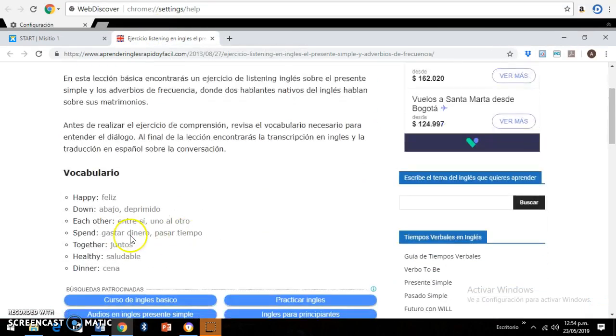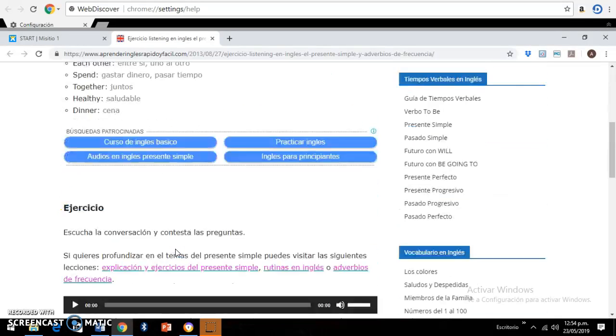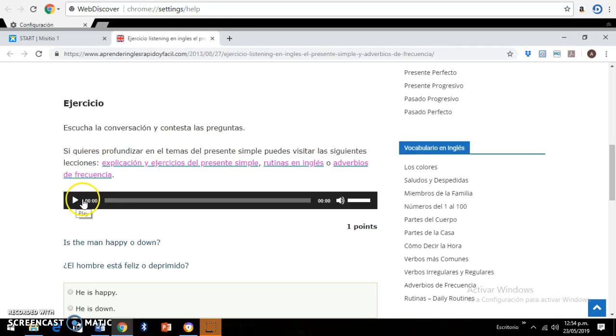In the continuation, vocabulary: students identify vocabulary. Students listen to the audio.